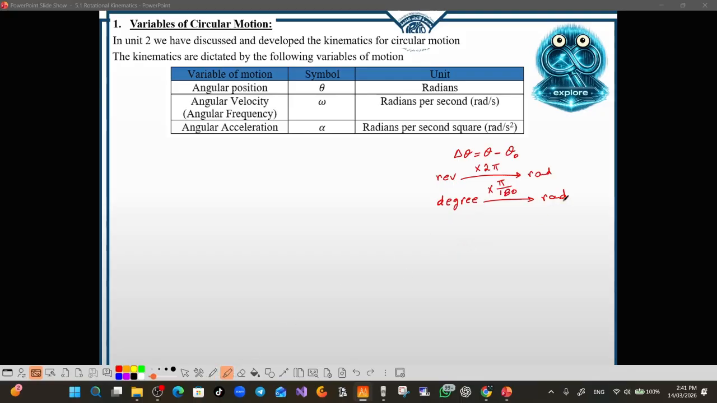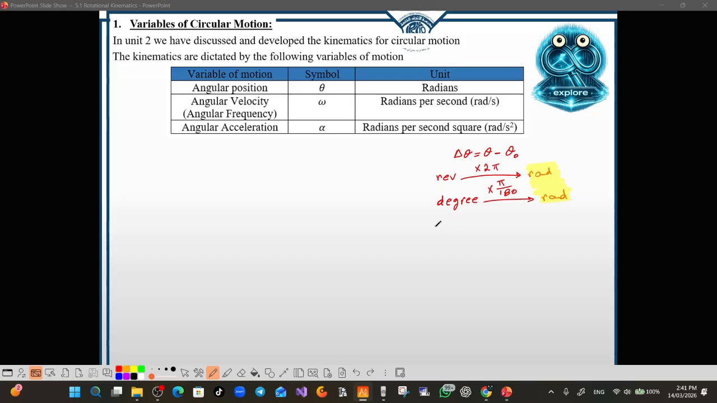Now, the common way in this unit to express the angular position, angular velocity, and angular acceleration is by using radian, radian per second, and radian per second squared. So whenever we have a quantity expressed in revolution or degree, we should convert it into radian, and this is how we do the conversion.